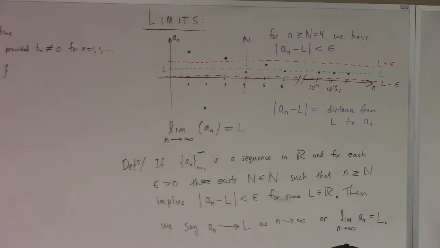If a sequence has a limit, all right, then it's said to be a convergent sequence. Right? If no such limit exists, then it's a divergent sequence. Okay?